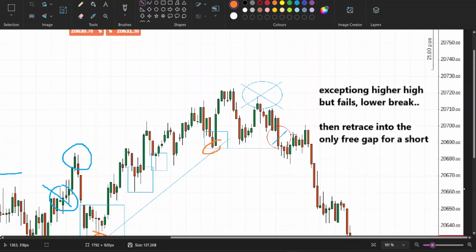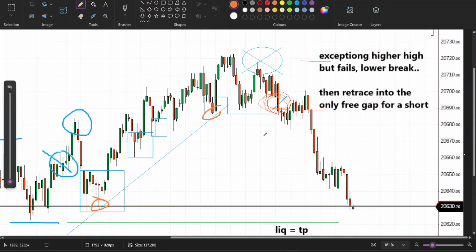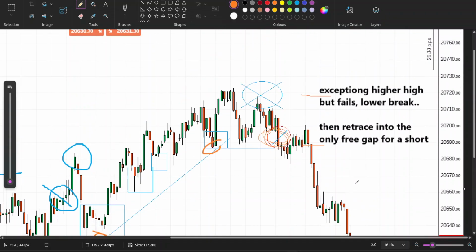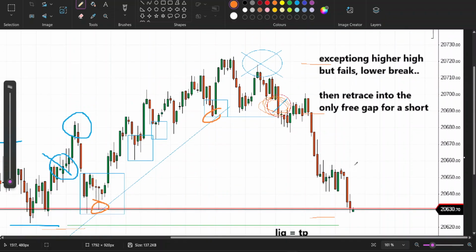Yes, and this is the only free gap, right here. So we close below, we go back into it, there's nothing else, and so this is the short signal here. If I stop at the previous level, targeting all this taken, whatever, down to the low here, so targeting here. So notice like a 142 or whatever.